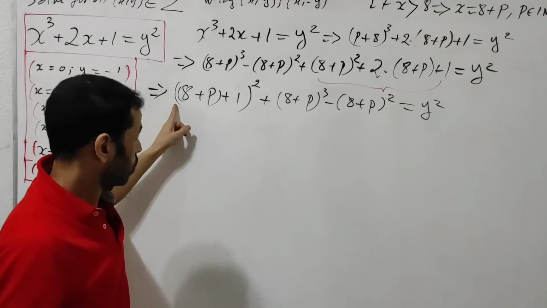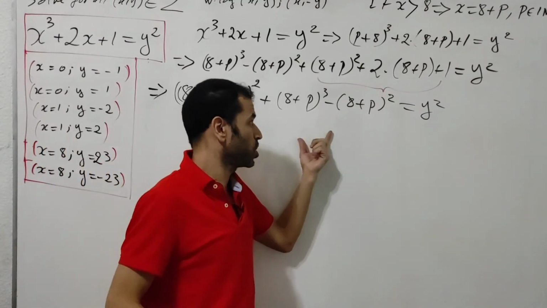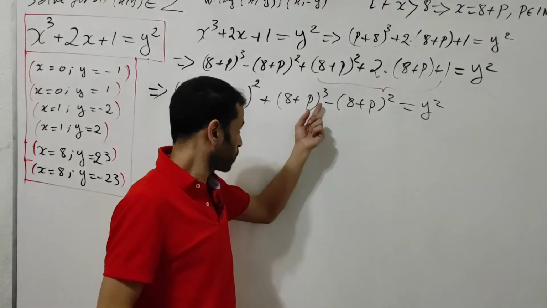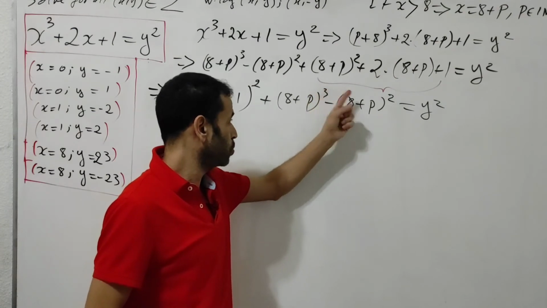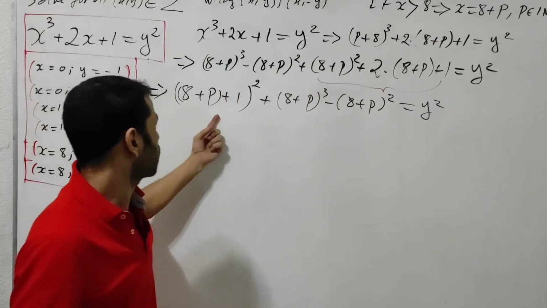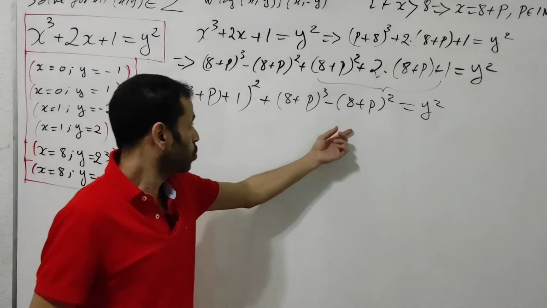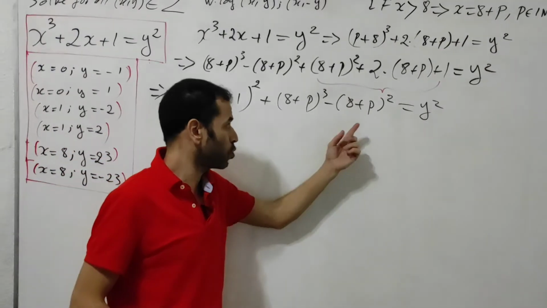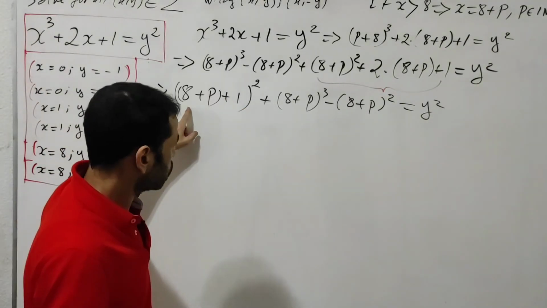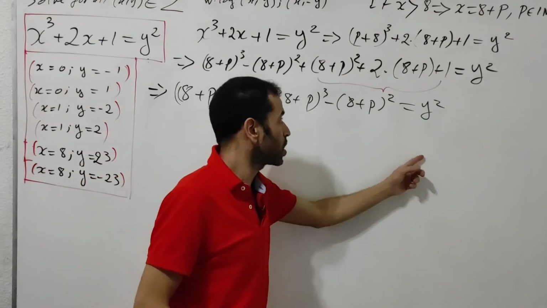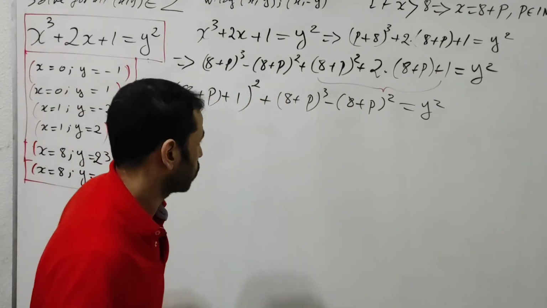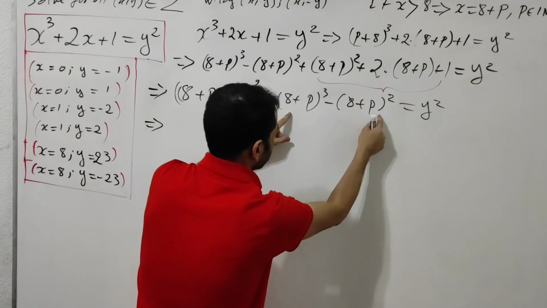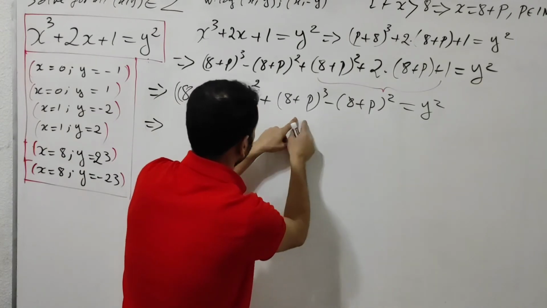Okay, so it's clearly not easy to show this is not a perfect square, because it involves a cube and a square here and another square here. So to go this way may not work. So I'm going to change to another way. I'm going to solve this equation simply as I did before, with factorization. I'm going to take (8 plus p) squared as a common factor for these two terms.